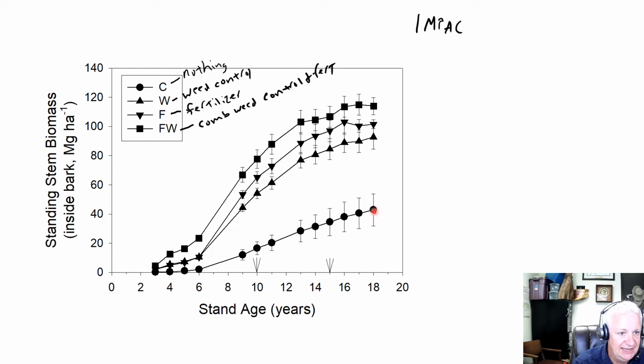So at age 18, stem on the control plots was about 45 tons per hectare. 45 tons per hectare of stem on the controls. Whereas on the ones that received fertilizer or control of competing vegetation, it was about 100 tons per hectare. So more than twice as much. So we grew twice as much wood by either adding fertilizer or by controlling competing vegetation. So this is interesting.